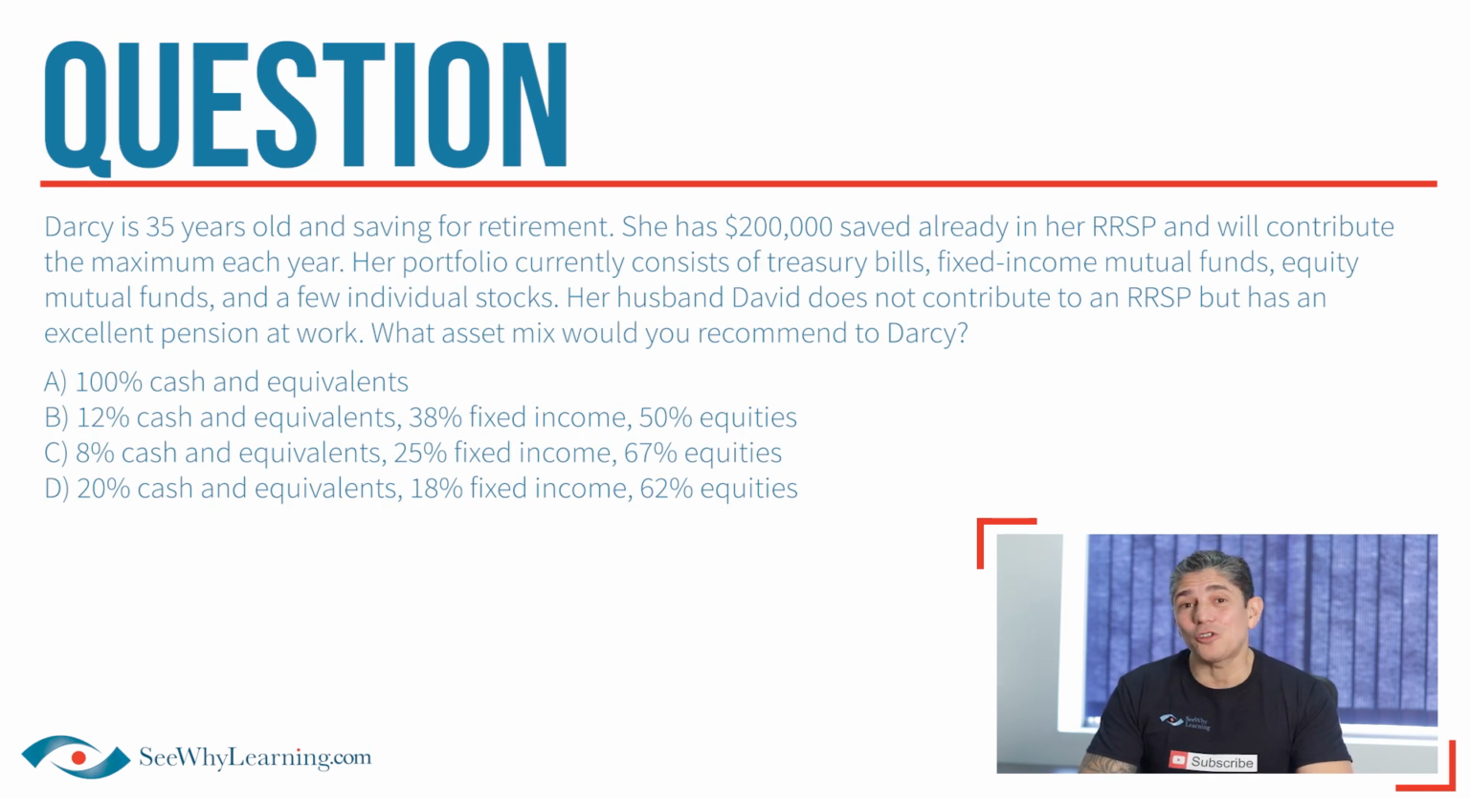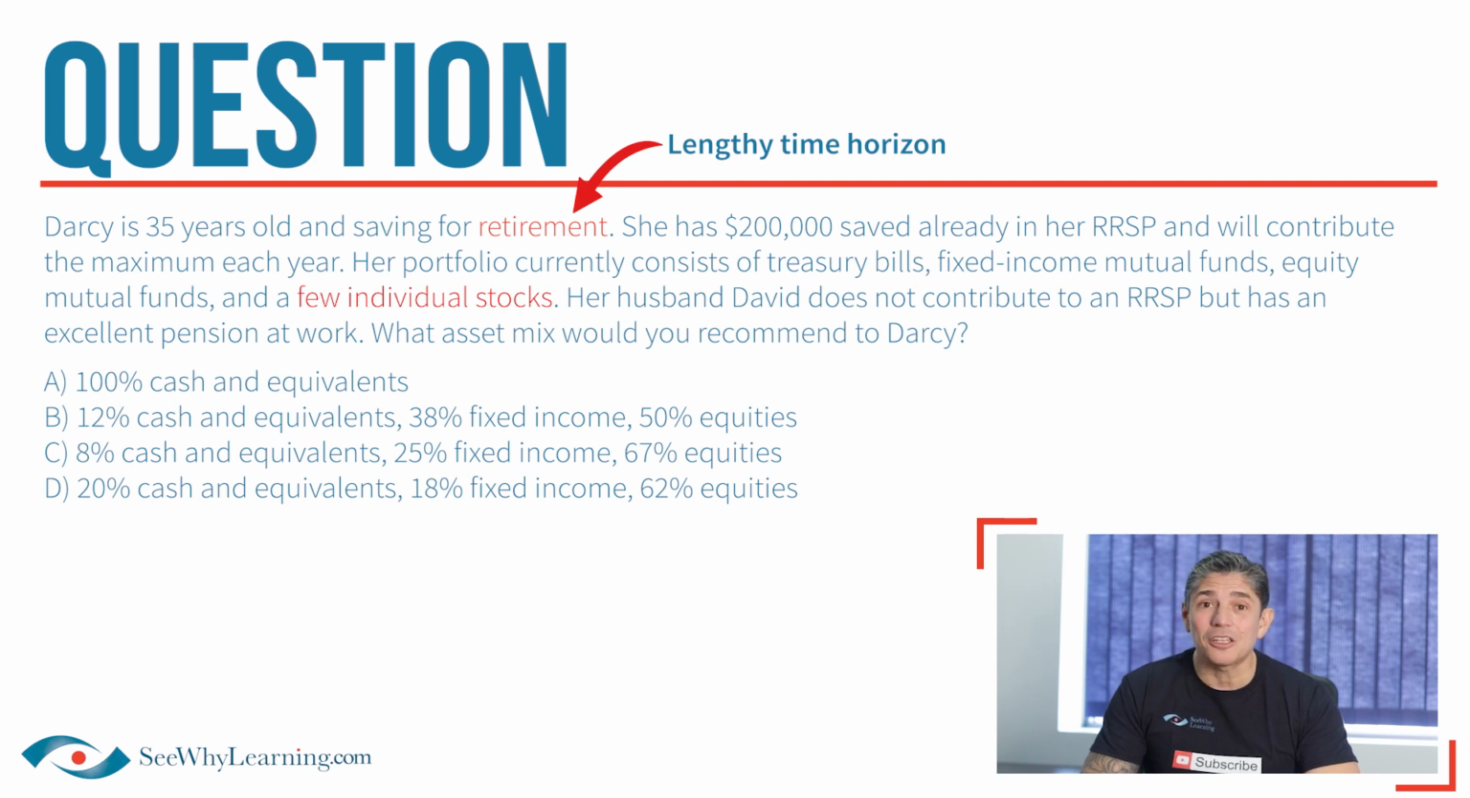Darcy is 35 years old and saving for retirement. She has $200,000 saved in her RSP and will contribute the maximum each year. Her portfolio consists of treasury bills, fixed income mutual funds, equity mutual funds, and a few individual stocks. This suggests to me she is somewhat comfortable with risk. Her husband David does not contribute to an RSP, but has an excellent pension at work. What asset mix would you recommend to Darcy?